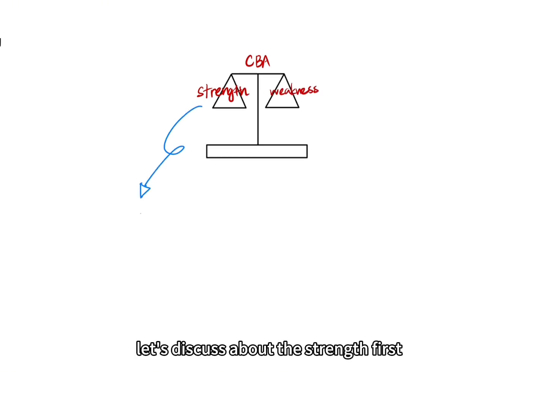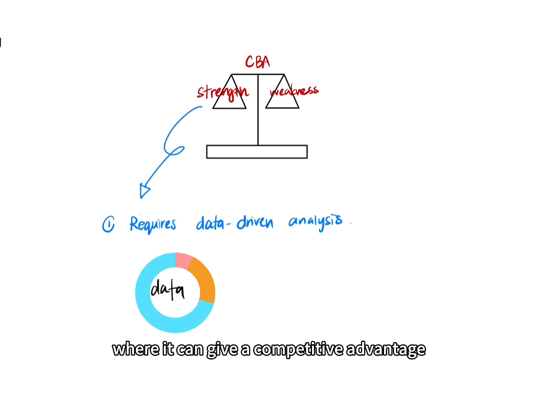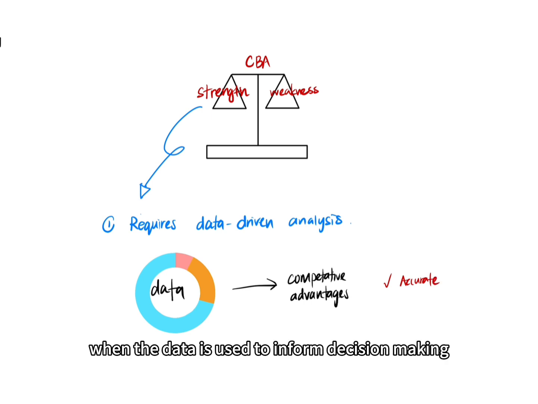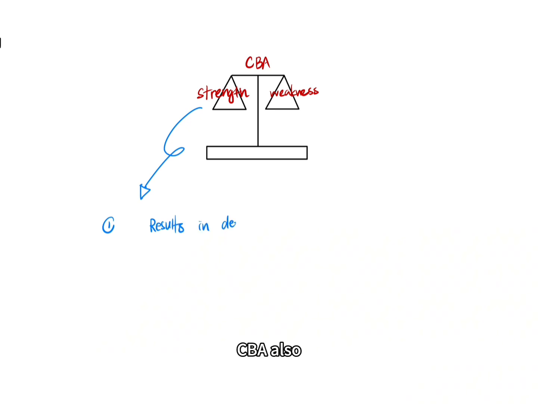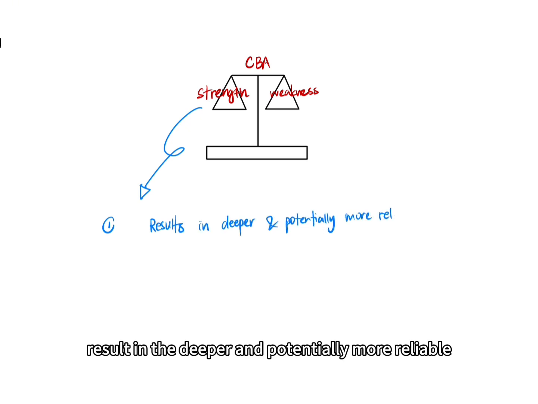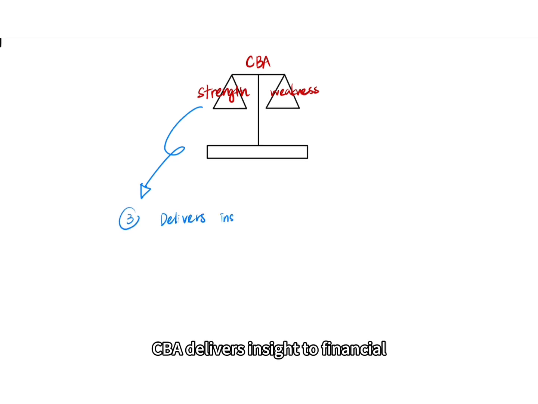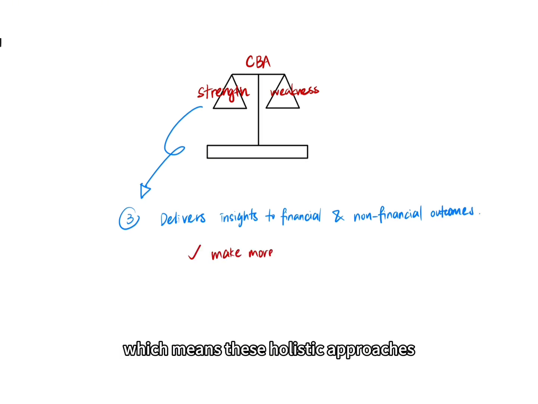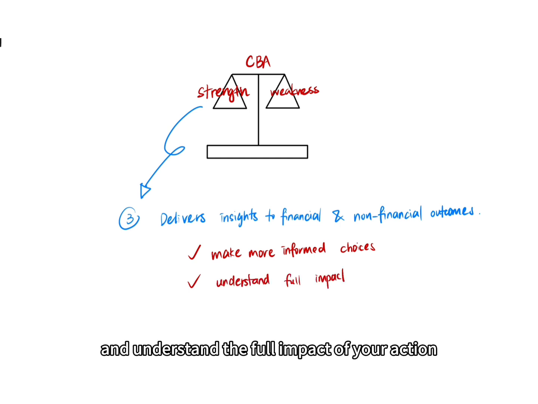Let's discuss the strengths first. CBA requires data-driven analysis, which can give a competitive advantage. More accurate and faster decisions can be made when the data is used to inform decision making. CBA also results in deeper and potentially more reliable findings, which can help to build trust and confidence among stakeholders. CBA delivers insight into financial and non-financial outcomes, which means this holistic approach enables you to make more informed choices and understand the full impact of your action.